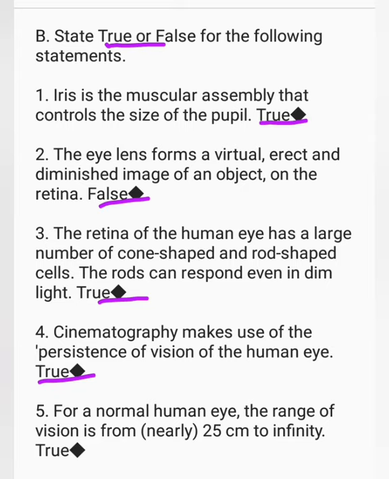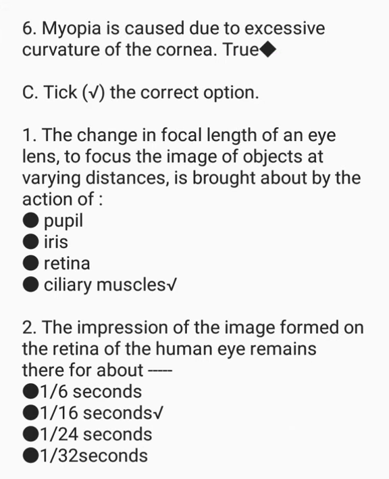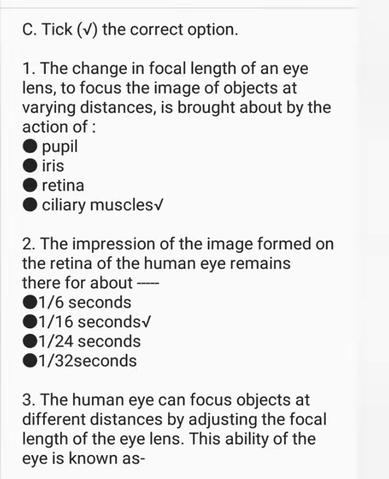Next, for a normal human eye, the range of vision is from nearly 25 centimeter to infinity. The statement is true. Now next question. Myopia is caused due to excessive curvature of the cornea. The statement is true.